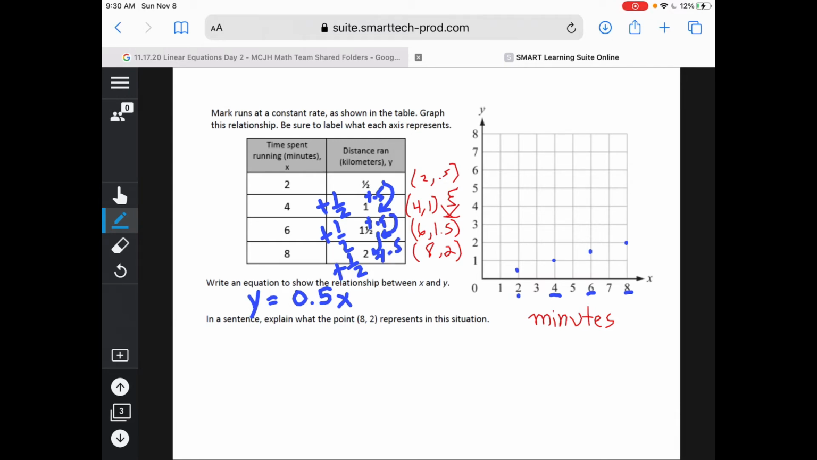Well, we know 8 belongs with minutes, because 8 is x on the x-axis, and minutes represents x-axis. And then we know that the 2 is kilometers. So basically what this is saying is if he spends 8 minutes running, he will run a total of 2 kilometers.